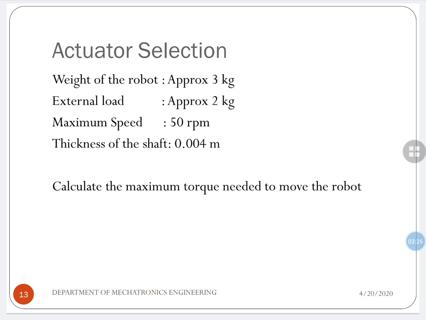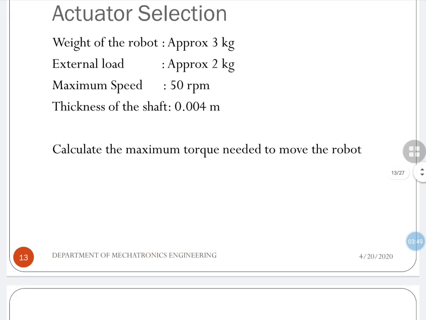An external load of maximum 2 kg will be applied. So the total weight of the robot is considered to be 5 kg. Maximum speed is 50 rpm. The radius of the motor shaft is 0.004 meters. So we are calculating the maximum torque.